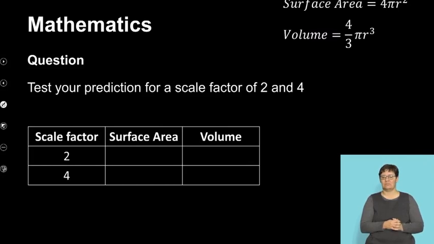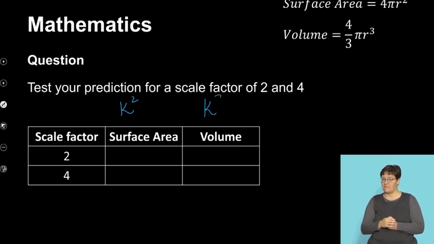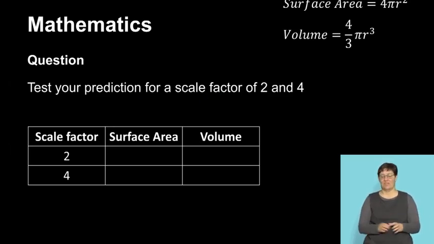So we are going to test our predictions for a scale factor of 2 and a scale factor of 4. So if you think that there is going to be a similarity, that means that my surface area is going to be multiplied by k squared. So if there's going to be any kind of connection, we're going to see if my new surface area is multiplied by k squared. So my scale factor is 2, so it would be 4 times it. And for volume, we want to see if my k factor is going to have an effect on it. And that would be k cubed. Great, guys. So we are now going to test to see if we are right.